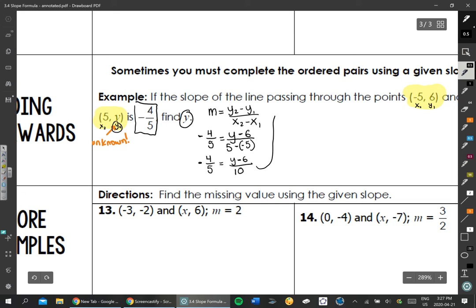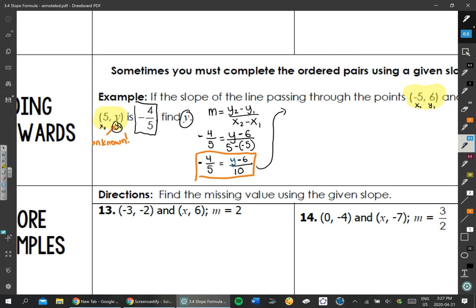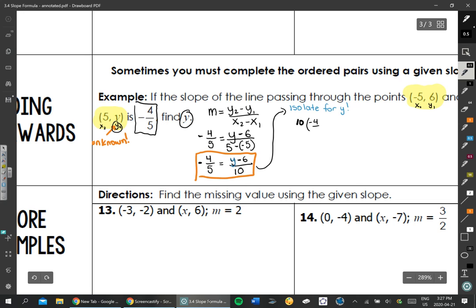Okay, we're not done yet. But look, at this point, we have an equation, and the only thing we don't know is y. So we isolate for y, just like any equation we're trying to solve. Isolate for y, meaning get y all alone. So the first thing I would do is multiply both sides by 10. So I would have 10 times -4/5 is equal to y minus 6, right?